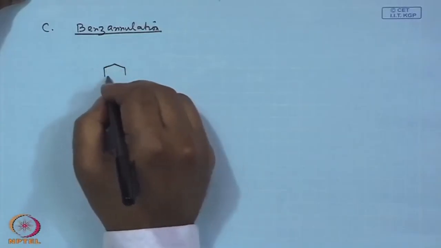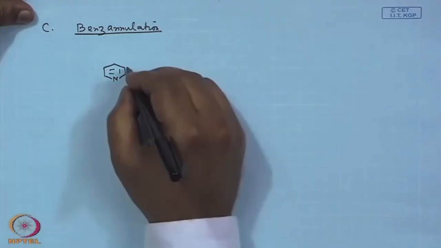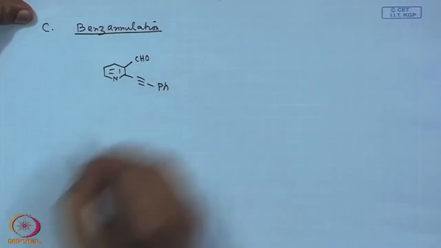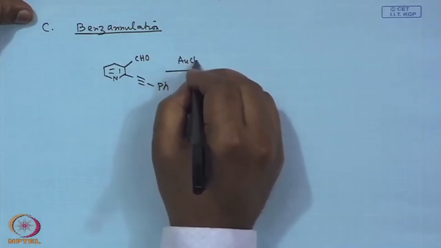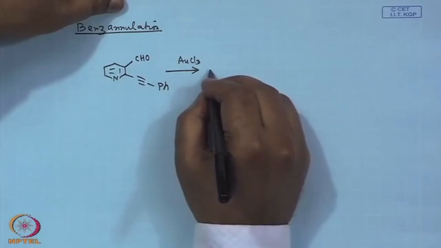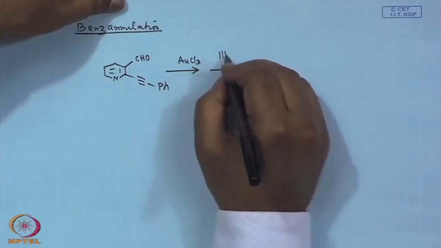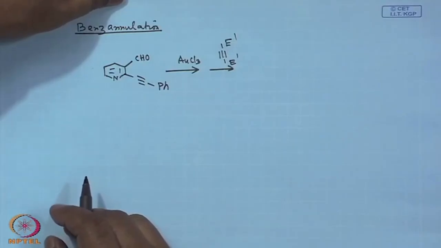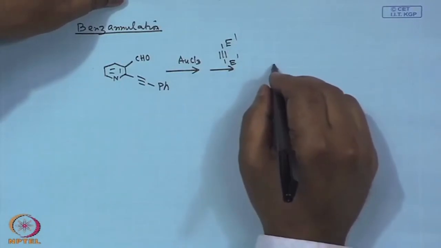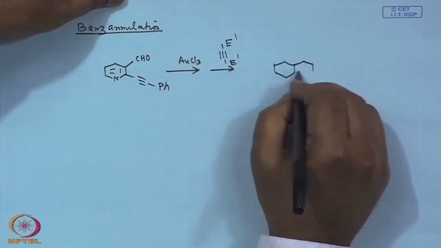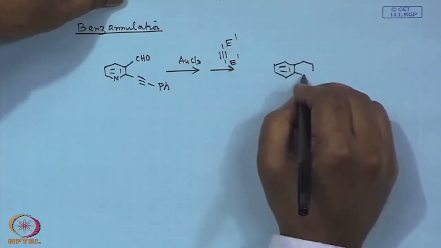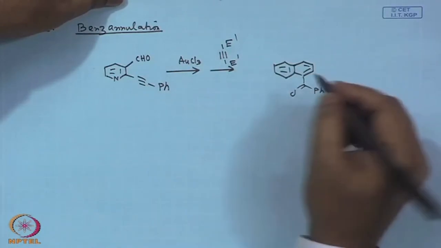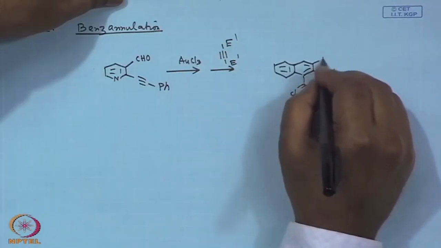What would you see? You start with a pyridine derivative. Then it is an ortho-substituted aldehyde and then alkynes. Treat this with auric chloride, tin chloride, and in the presence of acetylene dicarboxylate, what will you get? Again, you will get a trisubstituted quinoline, but all the substituents now are in the benzene ring. That means here you will have a ketone, you have an ester here, you have an ester here.